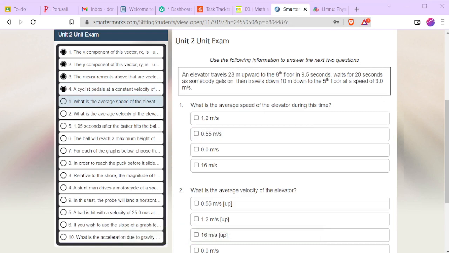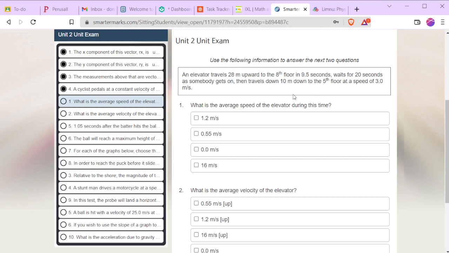All right, our next question. An elevator travels 28 meters upward to the 8th floor in 9.5 seconds, waits for 20 seconds as somebody gets on, then travels down 10 meters to the 5th floor at a speed of 3 meters per second. Average speed is total distance over total time. The distance doesn't care about direction. So that's a total of 38 meters.